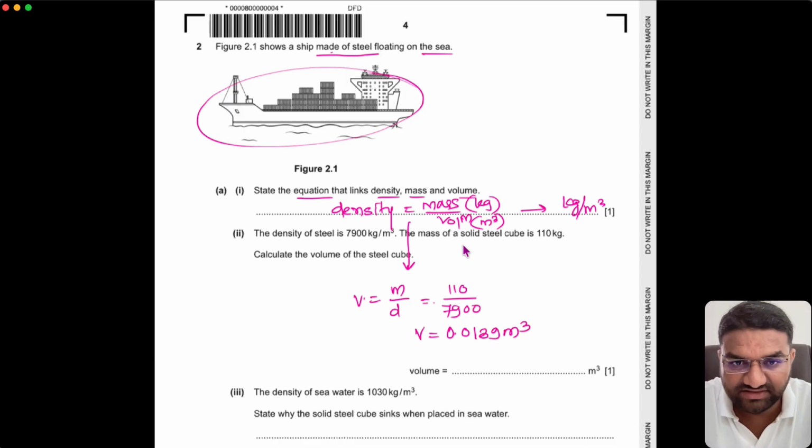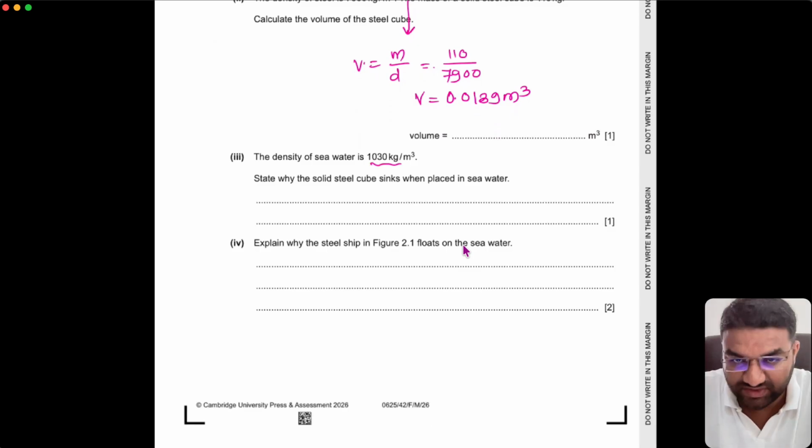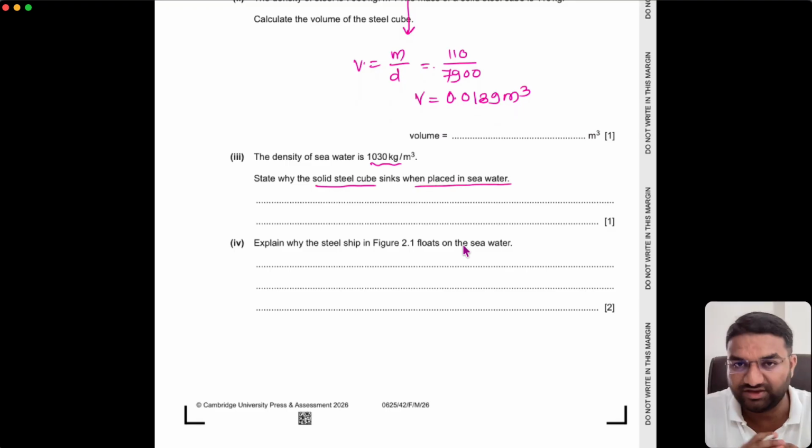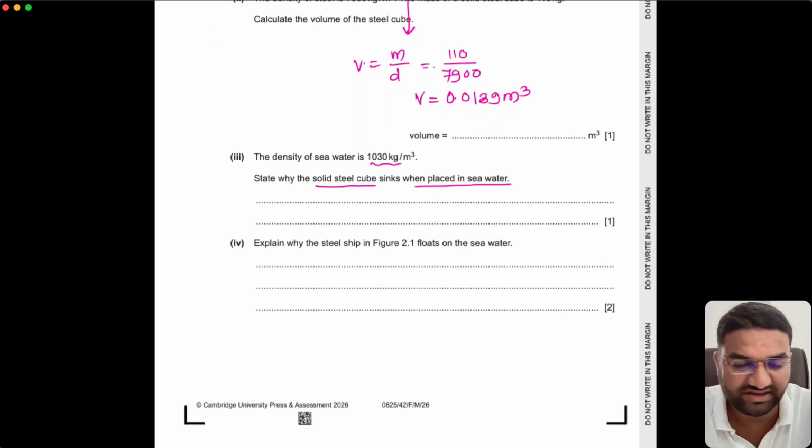Now the density of seawater is 1030 kg per meter cube. State why the solid steel cube sinks when placed in the seawater. This is the theory part. The steel cube sinks because the steel is much denser than the seawater, and so its weight is greater than the upthrust it receives.